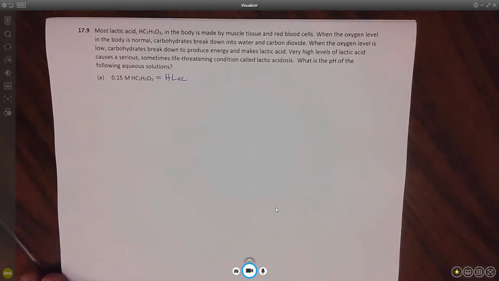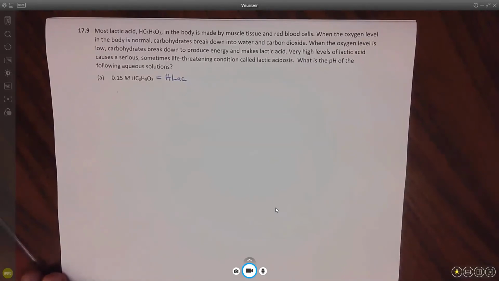Would it be negative log times the concentration of the acid? You'd be absolutely correct if lactic acid was a strong acid. Is lactic acid a strong acid? No. No, it's not one of our 6 strong acids, so it must be a weak acid. When we have weak electrolytes, what do we need to do to solve concentrations? Ice tables. So if I need an ice table, that means I need a chemical reaction.